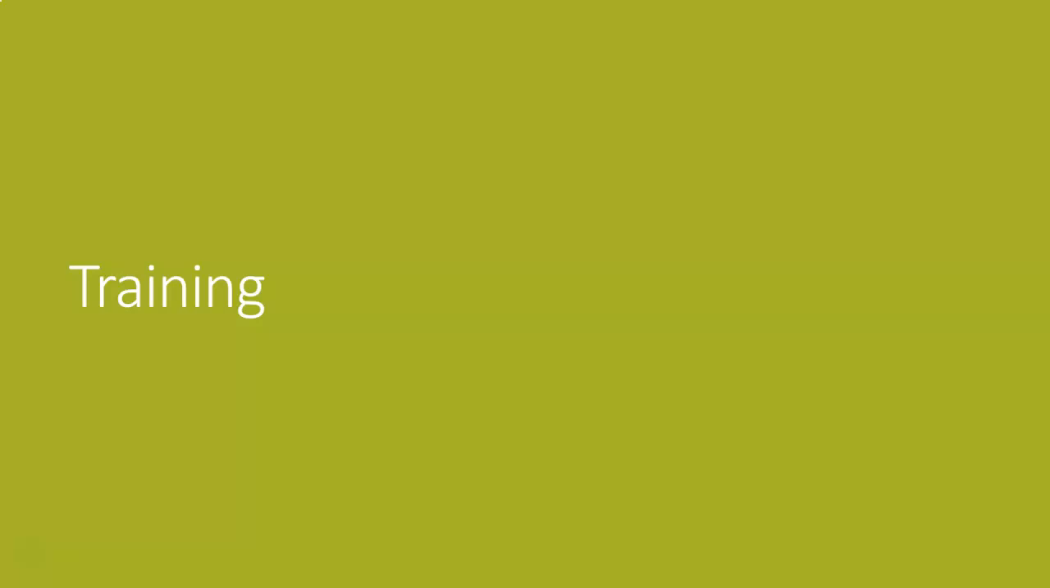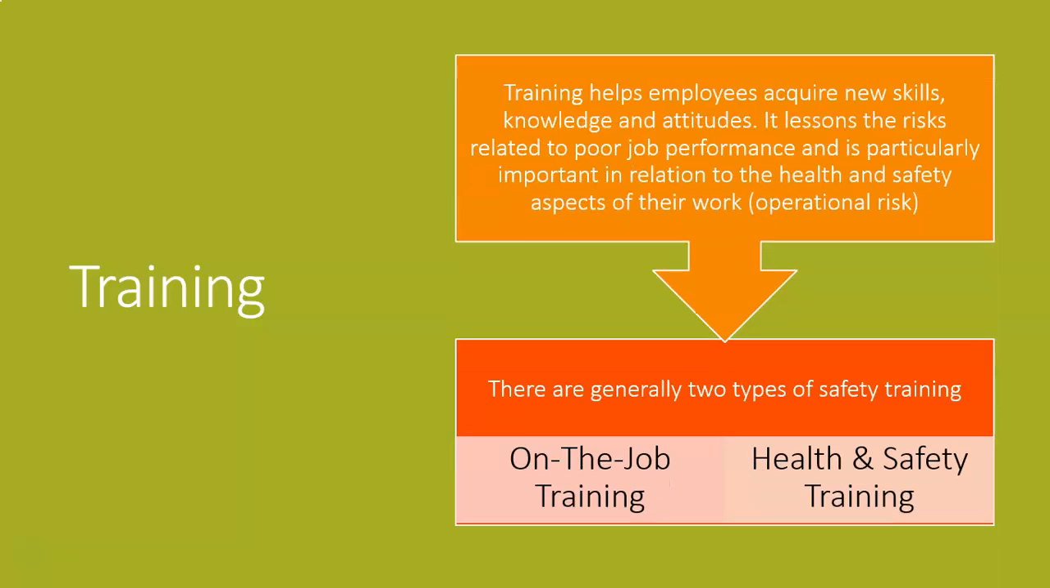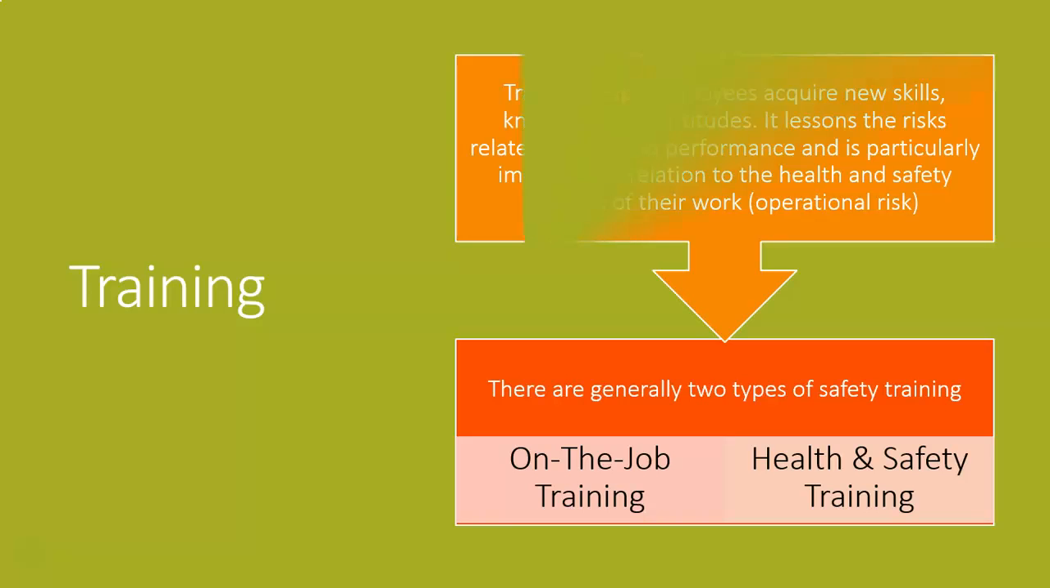The next one is now about training. Training helps employees acquire new skills, knowledge and attitudes. It lessens the risks related to poor job performance and is particularly important in relation to the health and safety aspects of their work. An example is operational risk. There are generally two types of safety training. The first type is on-the-job training, and the second one is health and safety training. So that's what training is. So let's go on to the next slide.